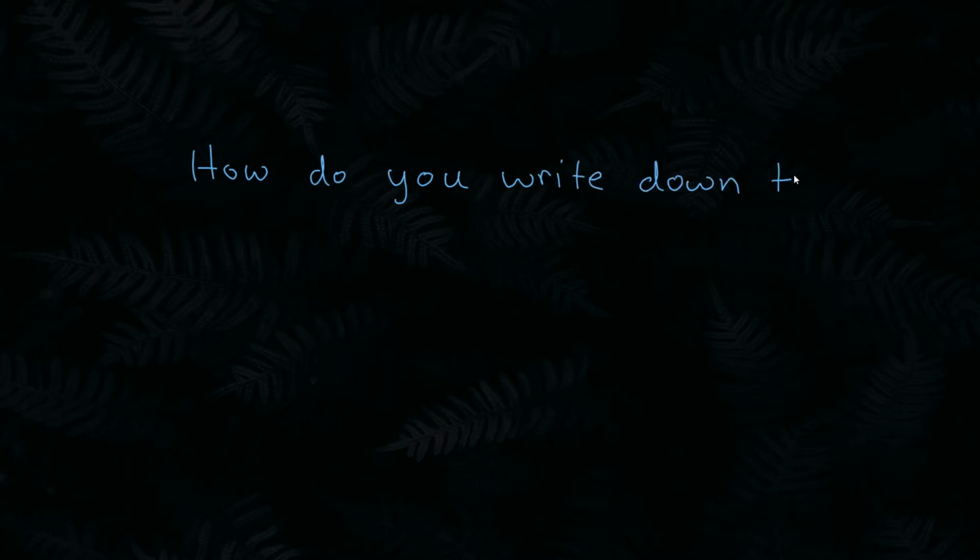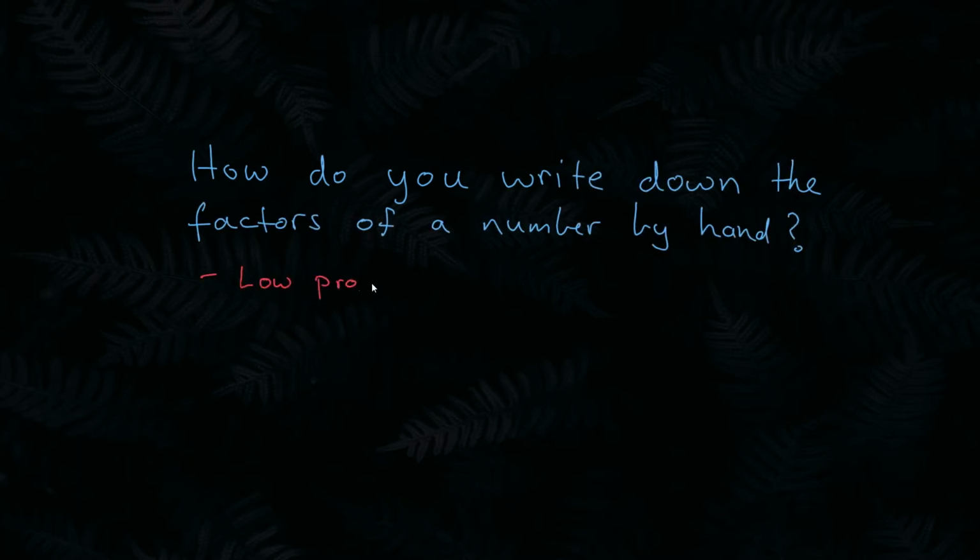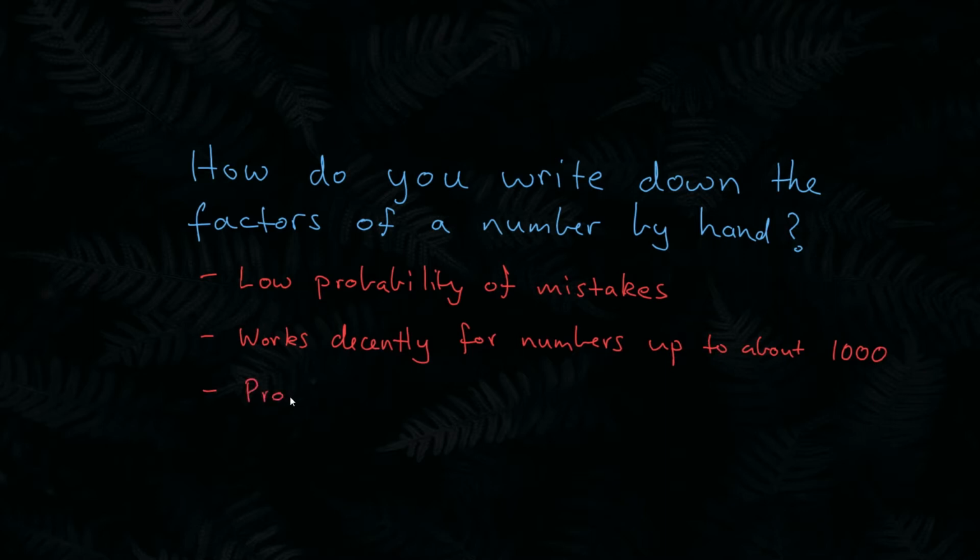Socratic Math Tutor here. So today I want to answer the question, how do you write down the factors of a number by hand? A good method should have low probability of mistakes. It should work decently well for numbers up to about 1,000, and it should produce the factors in ascending order.